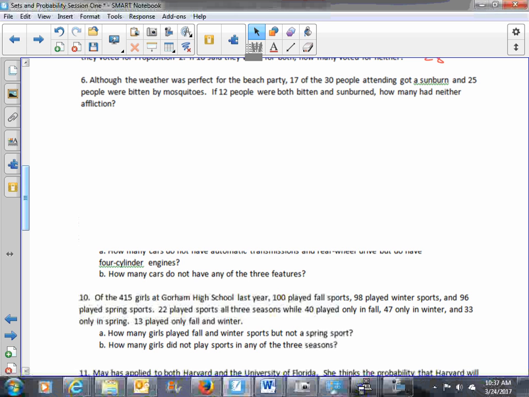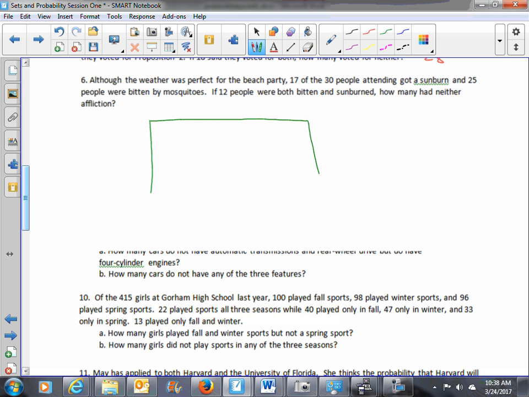There we go. Number 6: although the weather was perfect for the beach party, 17 of the 30 people attending got a sunburn, and 25 of the people were bitten by mosquitoes. If 12 people were both bitten and sunburned, how many had neither affliction? All right. Well, once again, the universal set is going to be 30 people who attended the beach party.